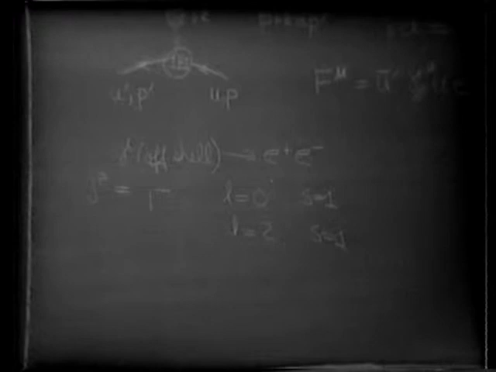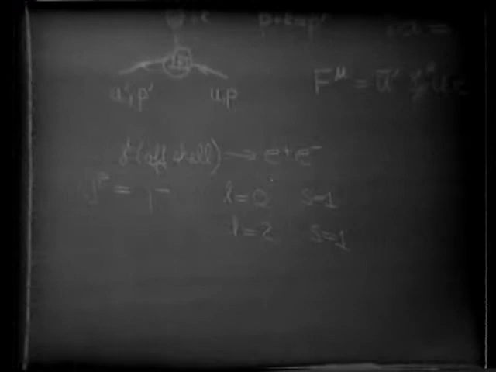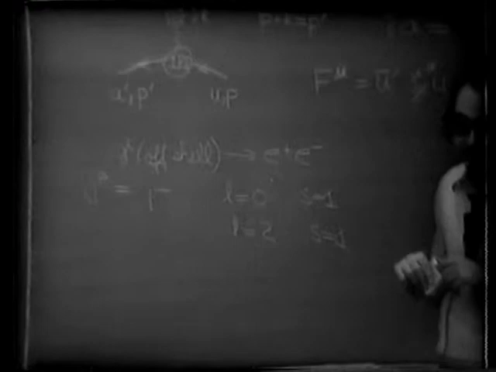There are only two, and at least two, invariant functions of K squared required to describe this process. The invariant functions, when we continue to time-like K, would represent the amplitude for making the L equals 0 state and the amplitude for making the L equals 2 state.